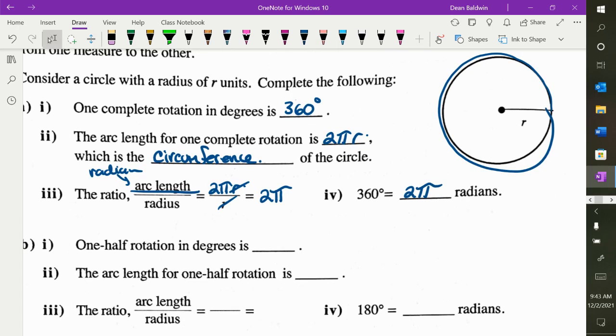Okay? Off of this, we can do all the other ones. Because if 2 pi is 360 degrees, what's 180? 1 pi. Just pi, right? It's half of it. Half of 360 is 180. Therefore, 180 has to be half of 2 pi, which is pi. So pi is equal to 180. Does that make sense?